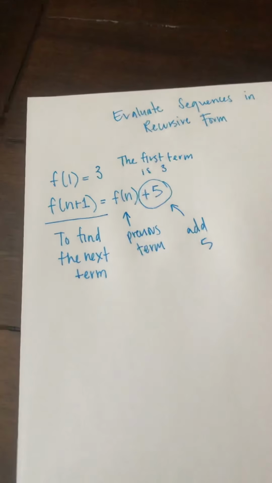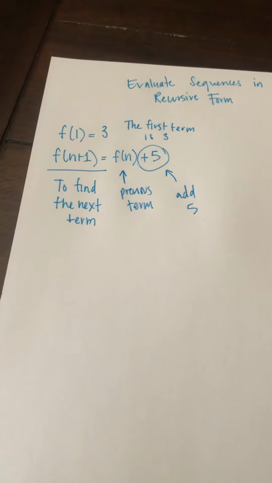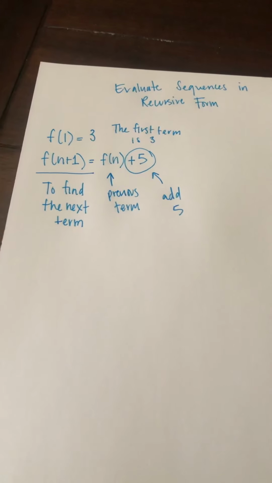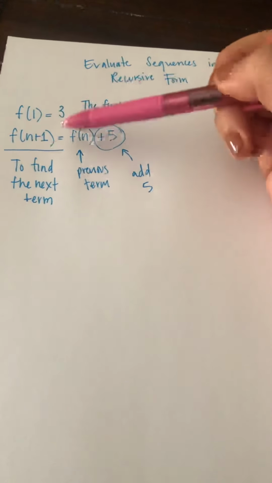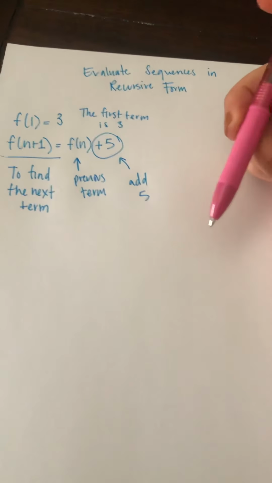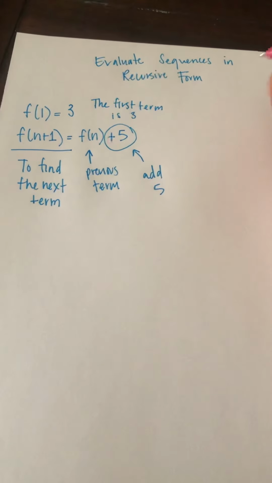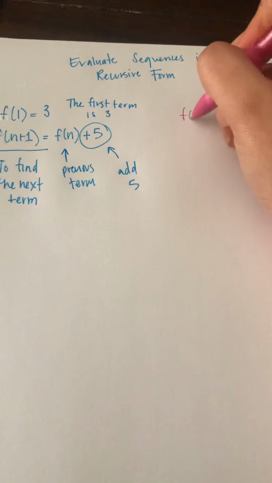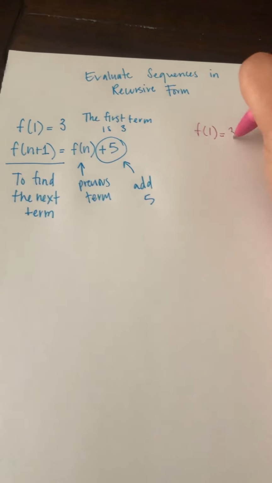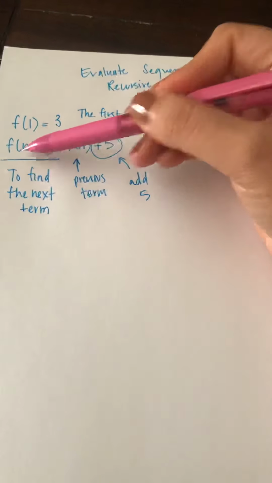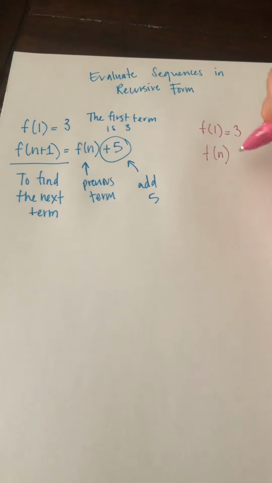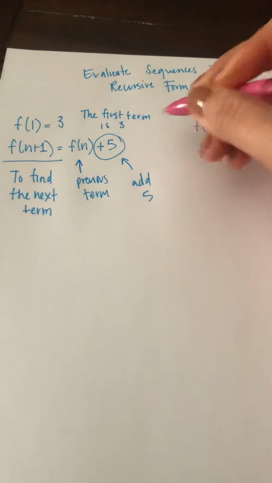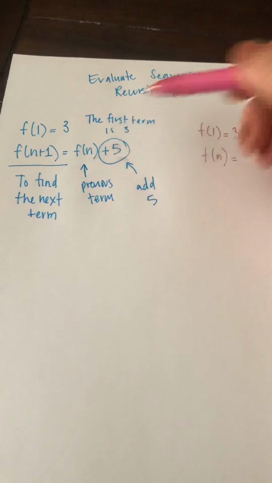Okay, so they may write it differently in Khan Academy. I think in Khan Academy they use a different notation. So I'm just going to translate this that we learned in class to the notation that they do in Khan Academy. So in Khan Academy they also use the f of 1 equals 3. But instead of having f of n plus 1, they just use f of n equals, and instead of using f of n here, they use f of n minus 1.